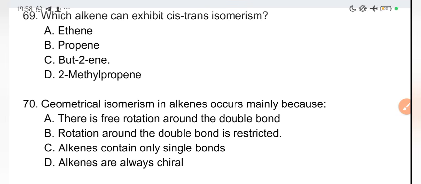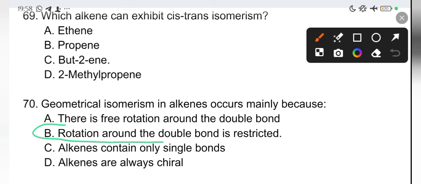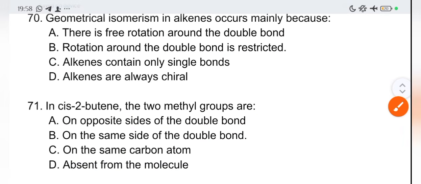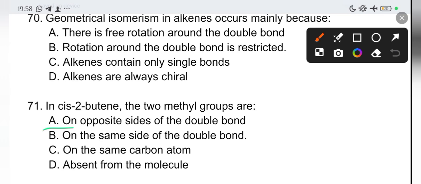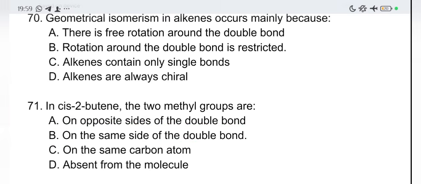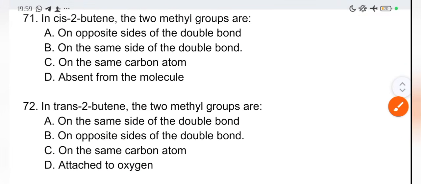Geometrical isomerism in alkenes occurs mainly because rotation around the double bond is restricted. That is why it occurs. In cis-2-butene, the two methyl groups are on the same side. I already said that: cis is same side, trans is different side. In trans-2-butene, the two methyl groups are on opposite sides.